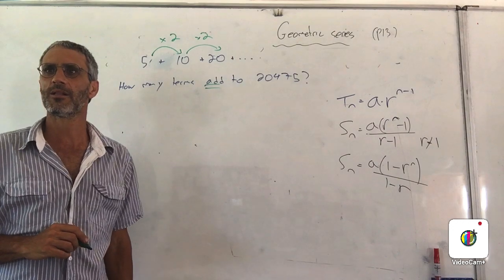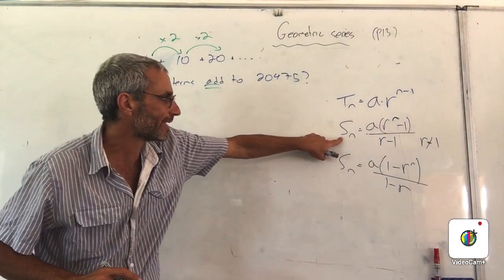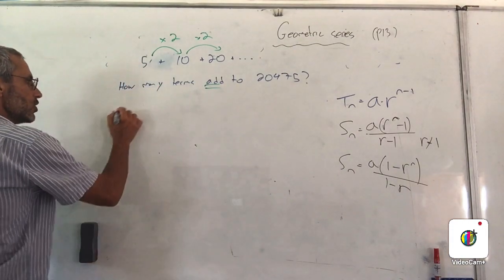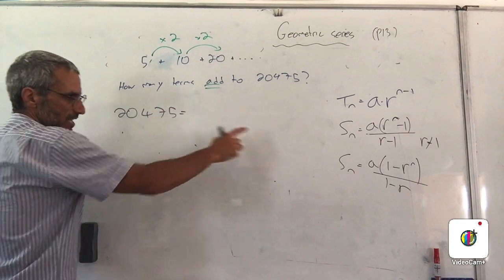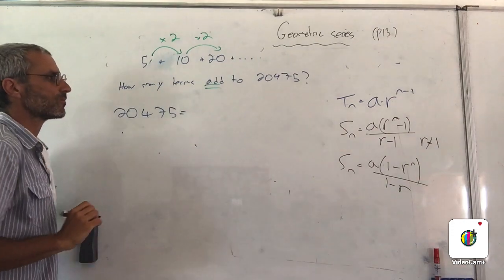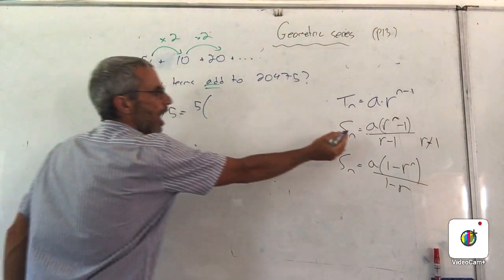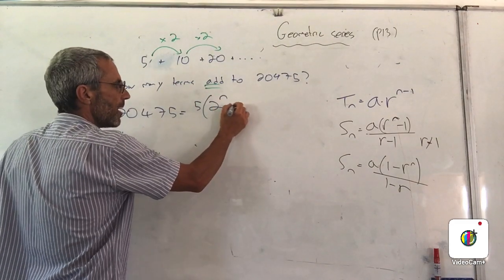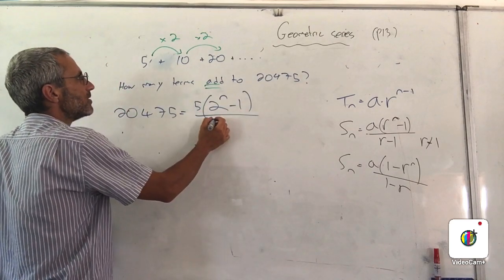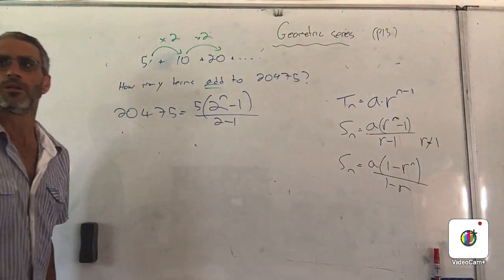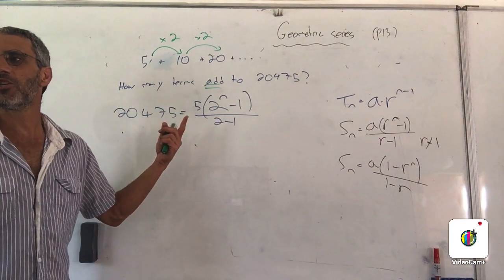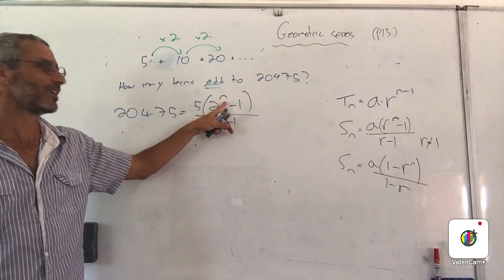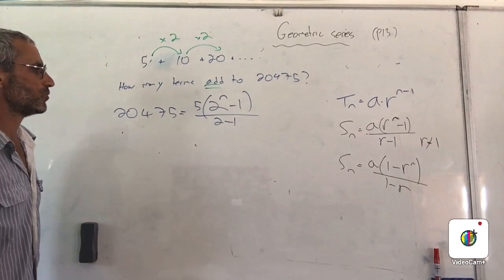The blue or the black? Black. We're going to use the black because I know Sn, the sum, they add to 20,475. So I'm going to write 20,475 is equal to this. A is 5. R is 2, so 2 to the power of n minus 1 divided by 2 minus 1. 2 minus 1 is just 1, so you don't even need the calculator. We can't use a calculator because we don't know what n is. So what should I first do?